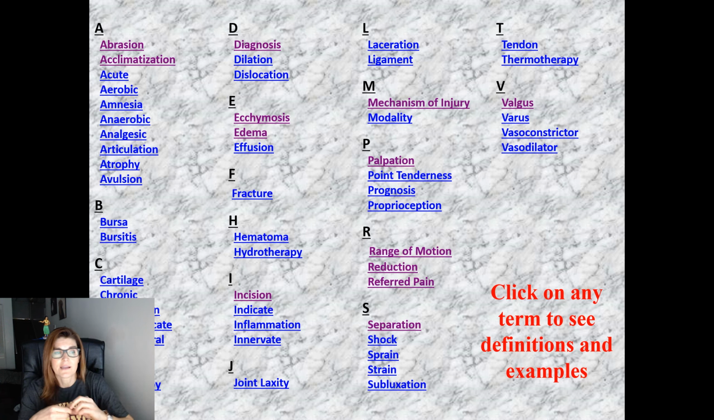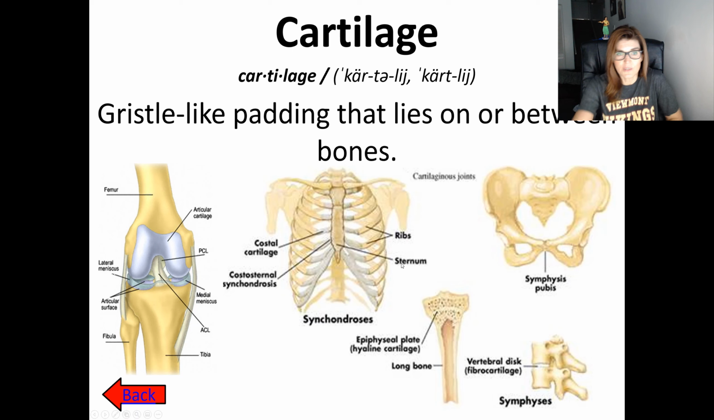So letter C. Okay. Letter C. Cartilage. This is gristle-like padding that lies on or in between bones. So we have cartilage. That's costal cartilage.